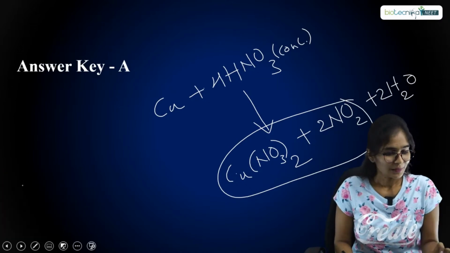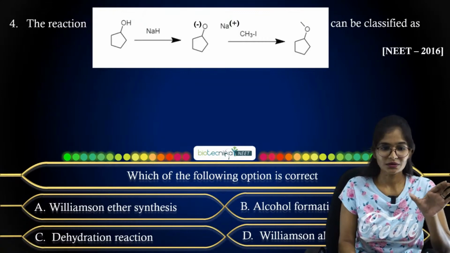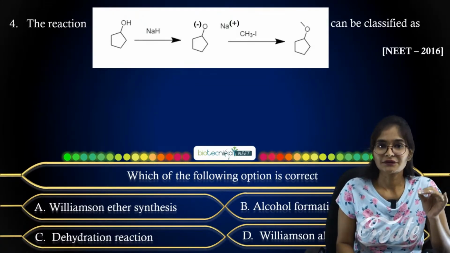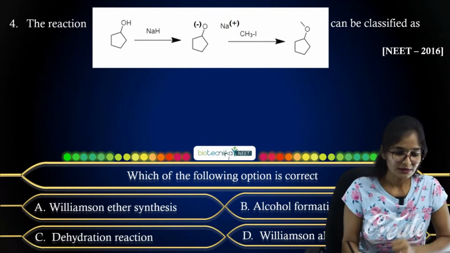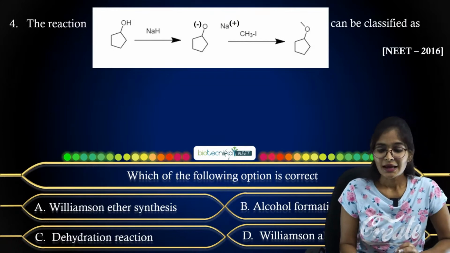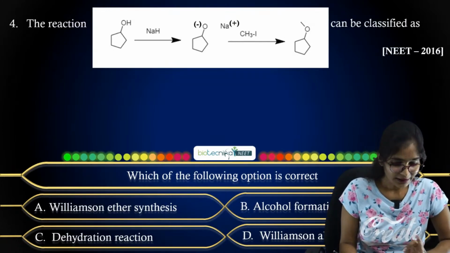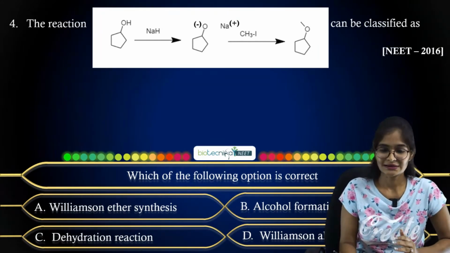Right. Now coming to the next question, the reaction they have given is alcohol to ether conversion, and it can be classified as, so what type of reaction is it? They have given 4 options. One is Williamson ether synthesis, option B is alcohol formation, option C is the dehydration reaction, and option D is Williamson alcohol synthesis. So what answer do you choose for this question?